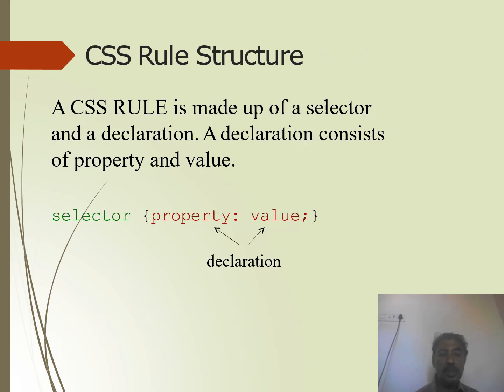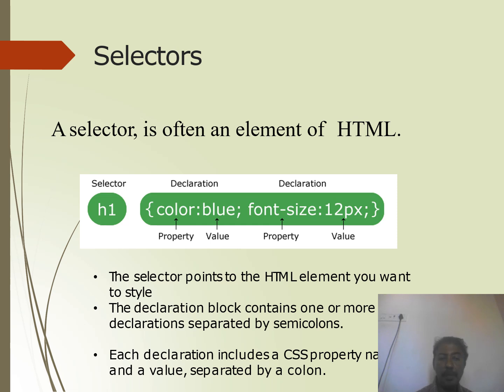Then the CSS rule structure. Each and every style sheet has some rules. A CSS rule is made up of a selector and a declaration. The declaration consists of a property and a value. In our slide we have shown the selector, then curly braces, then within them the property, colon, value, which is the declaration statement. This is the proper syntax of it.